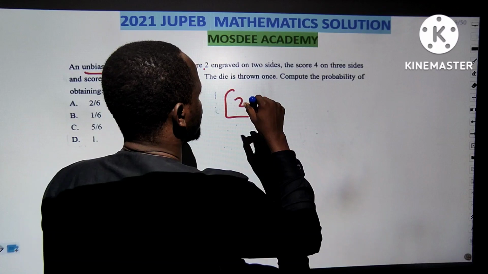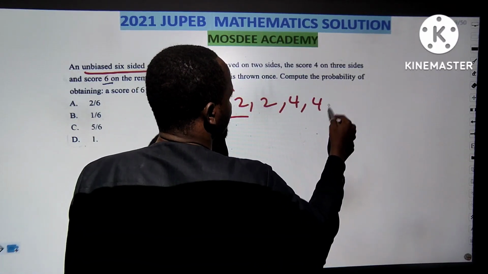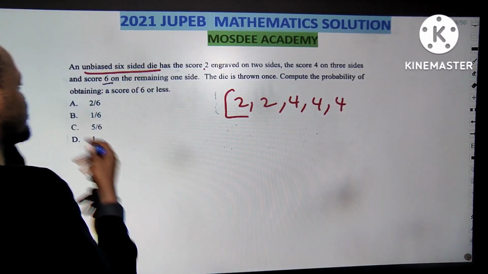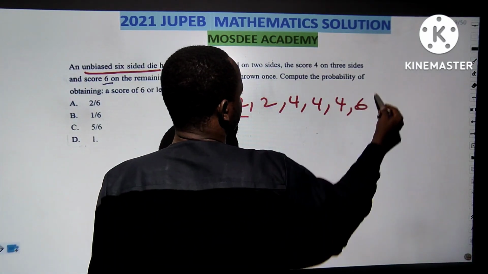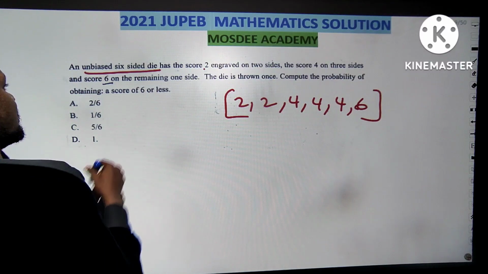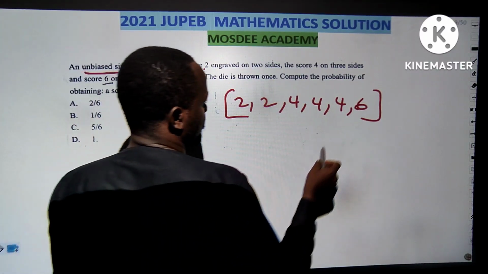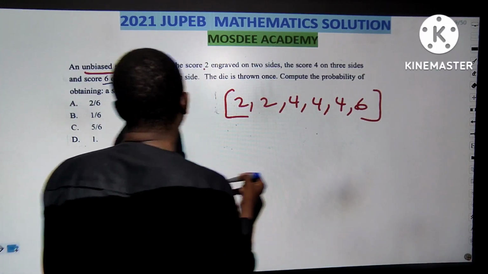They score 4 on the 3 sides. 4 is appearing how many times? 3 times. And of course 6 is on the remaining side. Only one side. 6 is appearing 1 time. Compute the probability that the score is 6 or less. 6 or less. 1 to 6 over 6.